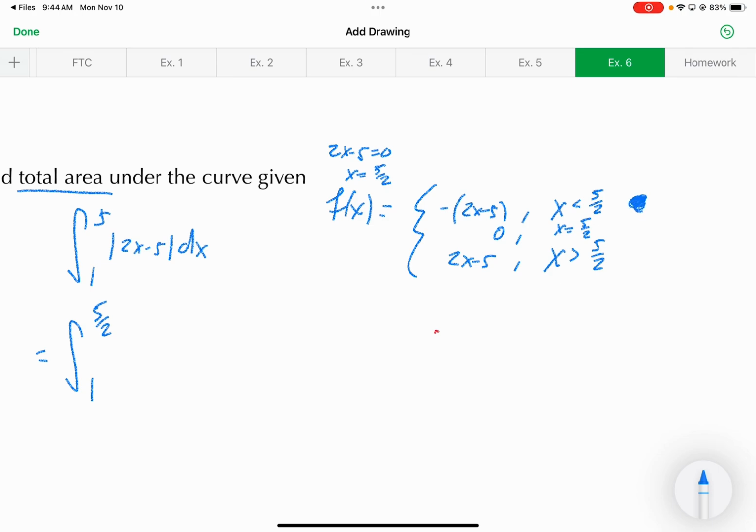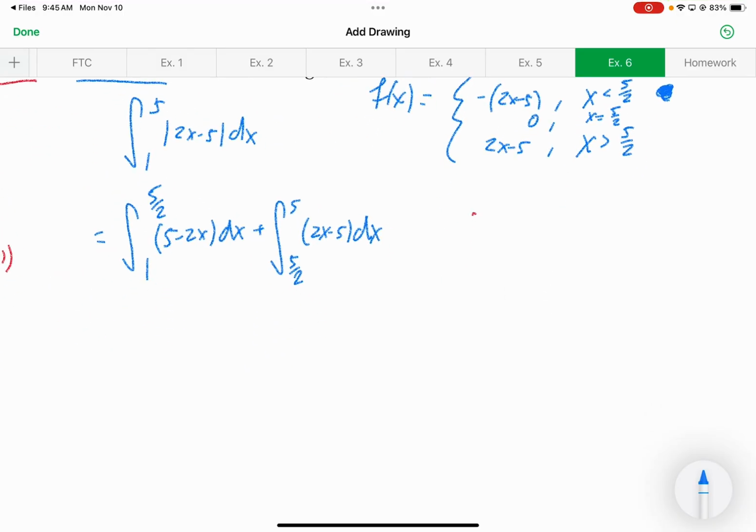Are you guys cool if I just write 5 minus 2x inside there? Are you all right with that? Distributing the negative and then reordering the terms, dx. Okay, and then plus the integral from, what are my other limits going to be? 5 halves to 5 of 2x minus 5 dx.